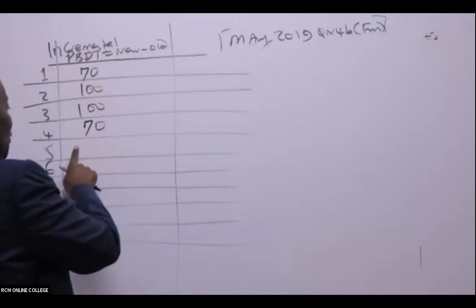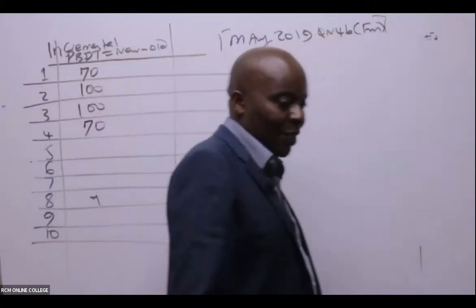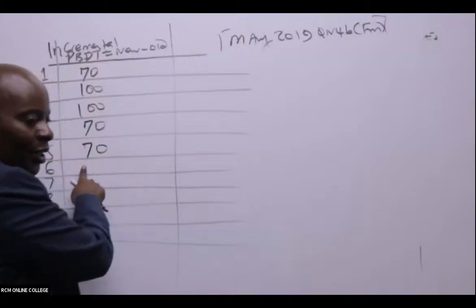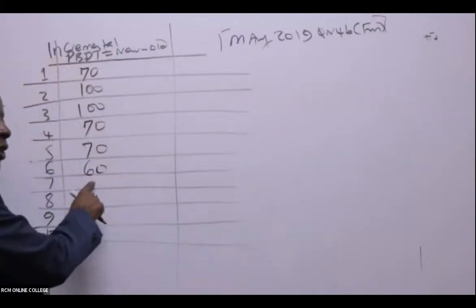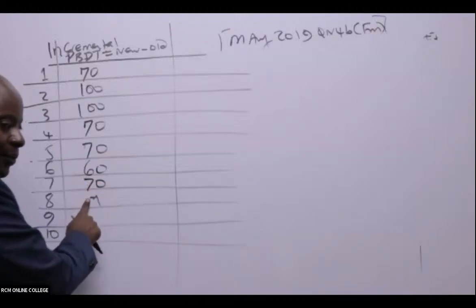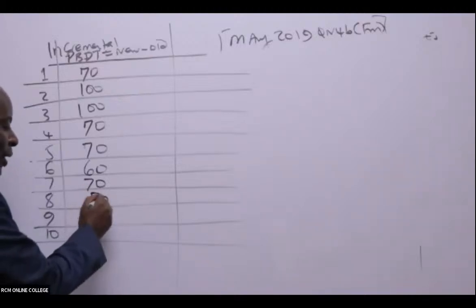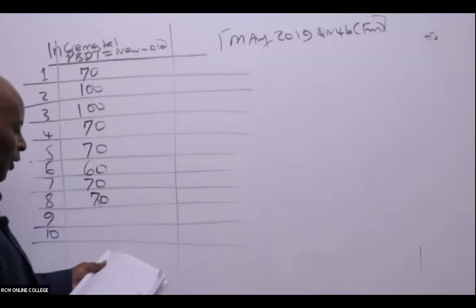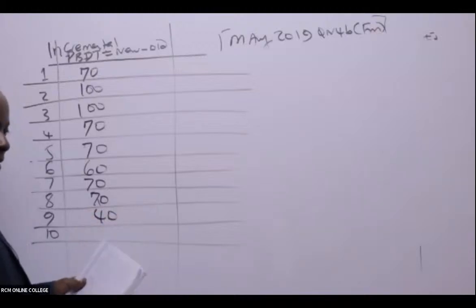How about increase in year 5? It is 70 as well. How about increase in year 6? I'm told it is 60. Thank you so much. How about increase in year 7? 70. Increase in year 8 seems to be 70. Increase in year 9, I'm being told it's 40. How about increase in year 10? Lastly, increase in year 10, we have 30.